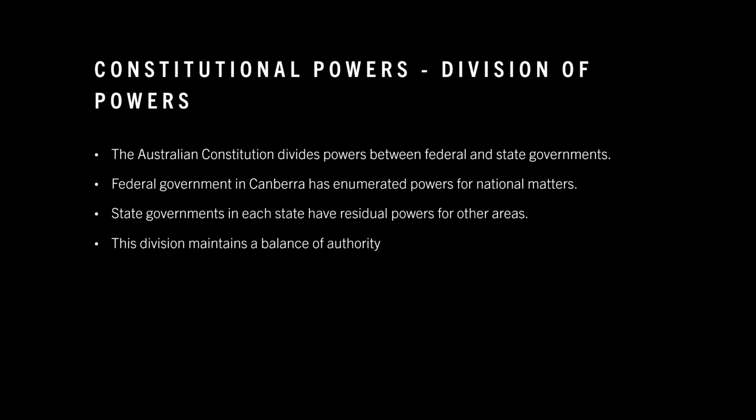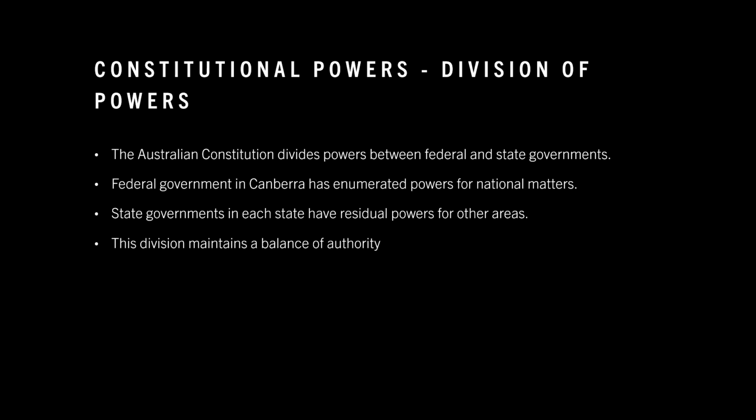The federal government, based in Canberra, holds powers granted to it by the Constitution, which include matters of national significance such as defence, immigration, and foreign affairs. These are known as enumerated powers. On the other hand, the state governments located in each of the 6 states have powers over areas that are not specifically listed in the Constitution. These are referred to as residual powers and include areas like education, health, and transportation. This division ensures that there is separation of responsibilities between the federal and state governments, allowing for a balance of authority in our nation.